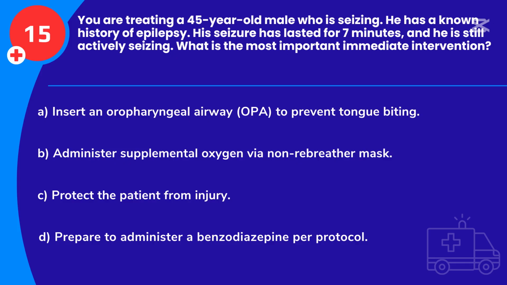Question 15. You are treating a 45-year-old male who is seizing. He has a known history of epilepsy. His seizure has lasted for 7 minutes, and he is still actively seizing. What is the most important immediate intervention? A. Insert an oropharyngeal airway, OPA, to prevent tongue biting. B. Administer supplemental oxygen via non-rebreather mask. C. Protect the patient from injury. D. Prepare to administer a benzodiazepine per protocol.